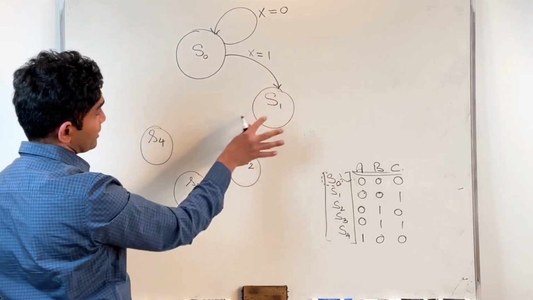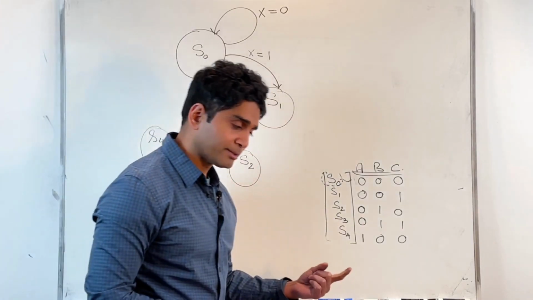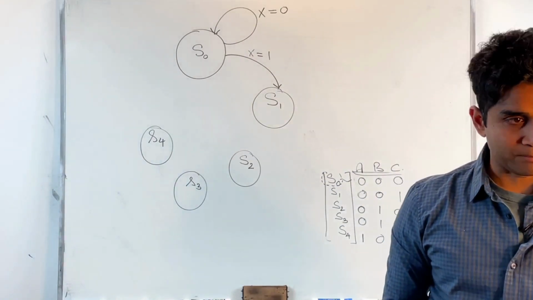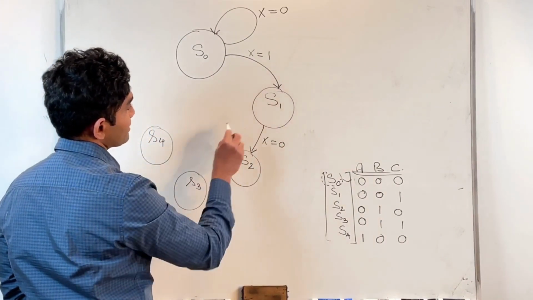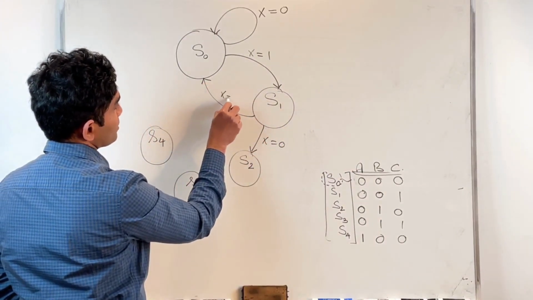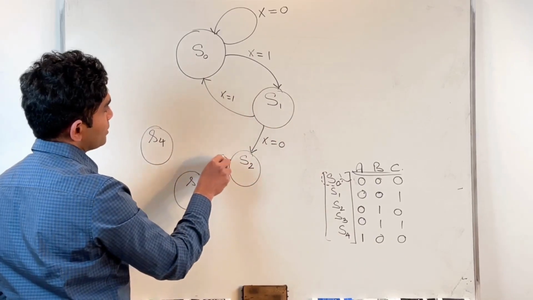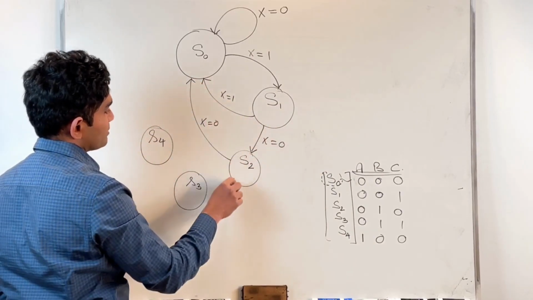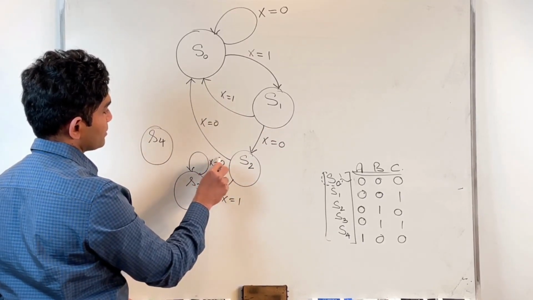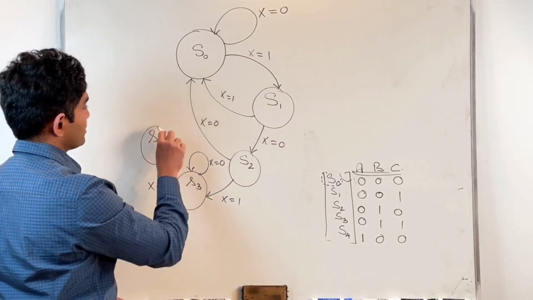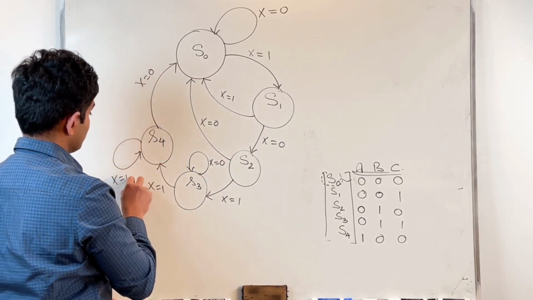The way I'm proceeding through this, I go from each state individually and look at all possible combinations. Since I only have one input here, the only combinations are x equal to 0 or x equal to 1, right? So for S1, let's say x equal to 0 takes me there. x equal to 1 takes me back to S0. It can be any arbitrary combination. I'm done with S1. For S2, let's say x equal to 0 takes me there, x equal to 1 takes me here. Then S3, x equal to 0, x equal to 1. Finally S4, x equal to 0, x equal to 1.